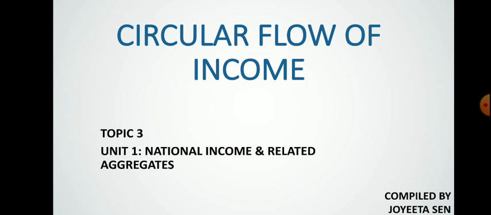Now in your syllabus you have circular flow of income in a two sector economy, a simple two sector economy. Before going to that main thing, you need to know various things: what is a two sector economy, what are the other sectors we have, how many sectors we have, and then how we can get the circular flow of income in a simple two sector economy. Then I'll give you some idea about the circular flow of income in a two sector economy with financial market. All these things we will cover under this chapter.